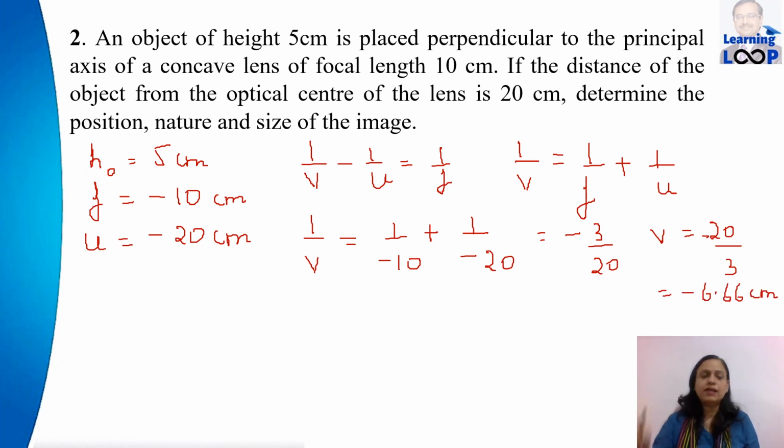6.66 centimeters. Now what does this tell you about the nature of the image? It's a negative sign with v, which shows that the image is formed on the left hand side. So it's going to be a virtual and erect image. That is going to be the nature of the image here.